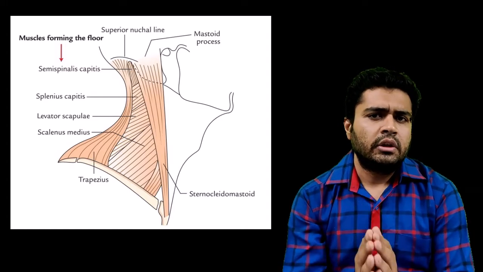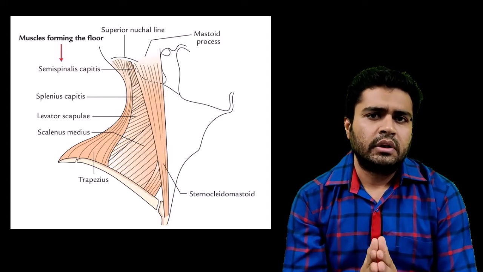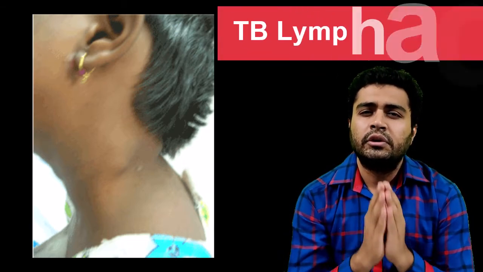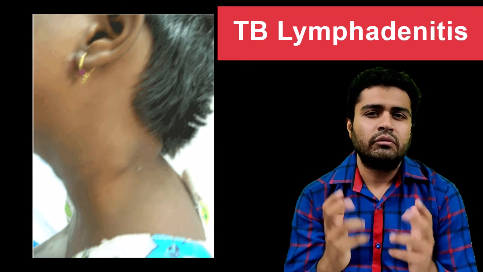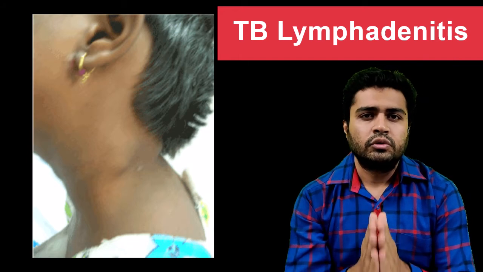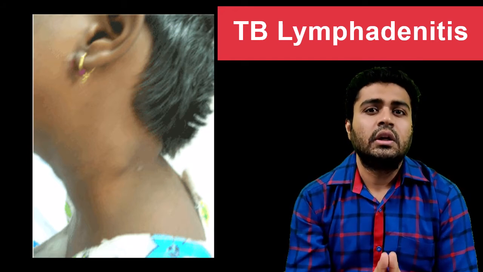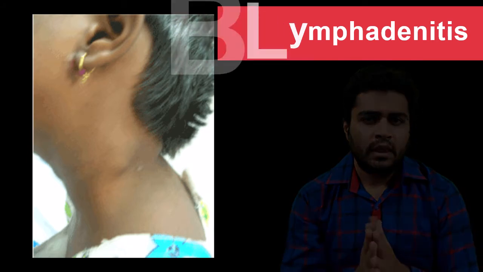The most important clinical anatomy which we need to remember is the lymph nodes. Lymph nodes are enlarged in the posterior triangle, and in which disease are they enlarged? The answer is tuberculosis. It is one of the most common sites for extrapulmonary tuberculosis. Yes, the TB bacillus grows in the lymph nodes and the lymph nodes are enlarged. So it is the most common extrapulmonary site for tuberculosis.